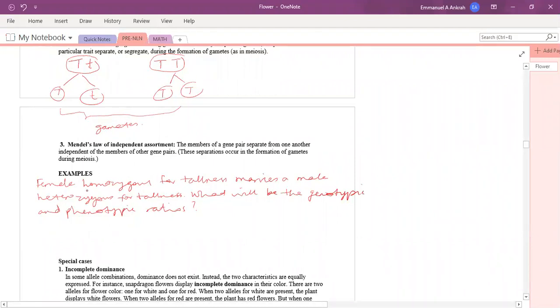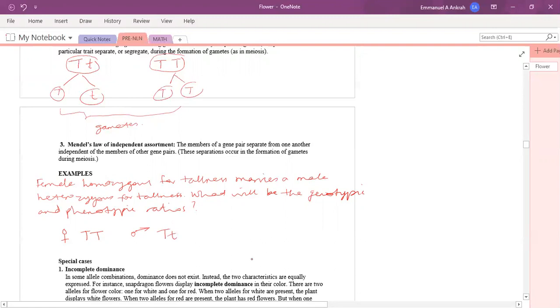So if the person is a homozygous female, it means that the genes this person will have, so let's use this symbol for female, will be homozygous for tallness, so uppercase T, right? And then the male, this is the symbol for male. The male will be heterozygous for tallness, so the genes will be uppercase and lowercase. Okay, that's what the male will be.